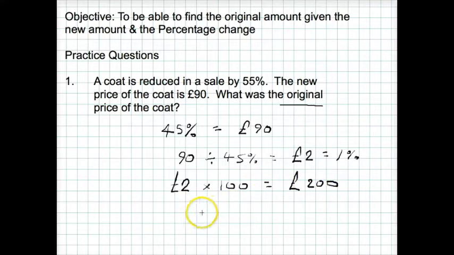Now you can obviously check if this was right, because if you then find 55% of 200 and take it away, it should give you 90. So 50% of 200 is 100. 5% of 200 is 10. Add them together, 200 take away 110 leaves you with 90, which is what we wanted in the first place. So let's go on to the second one now.